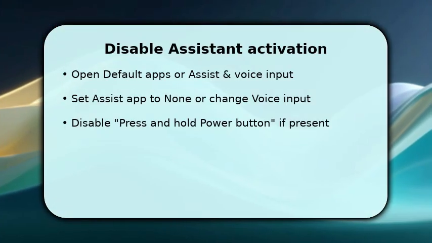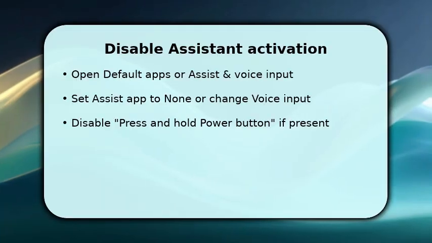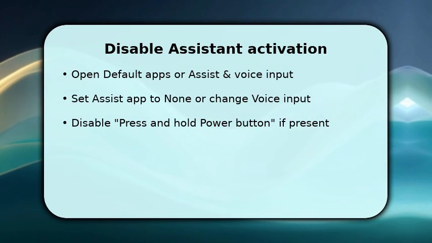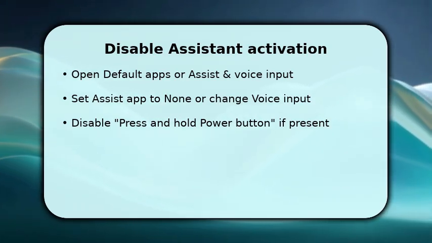Now you focus on the actual deactivation steps. Go to Settings, Apps, Default Apps, or System Apps Assist and Voice Input. You want to change the Assist app from Google to None or to a neutral app. This severs the power button shortcut.